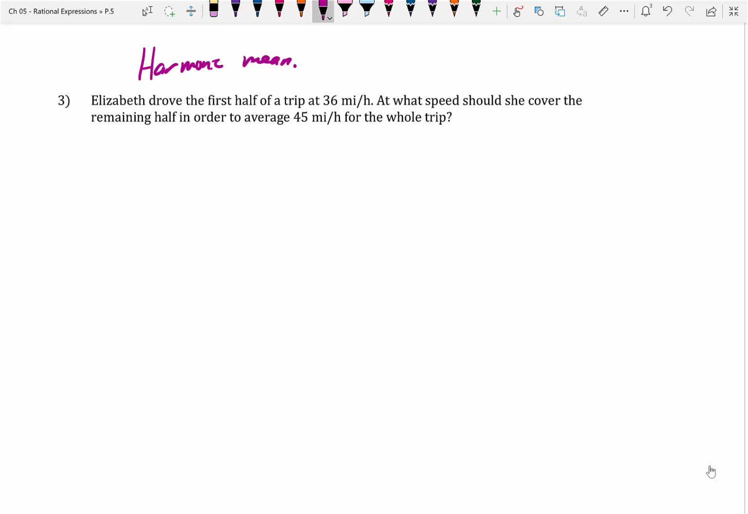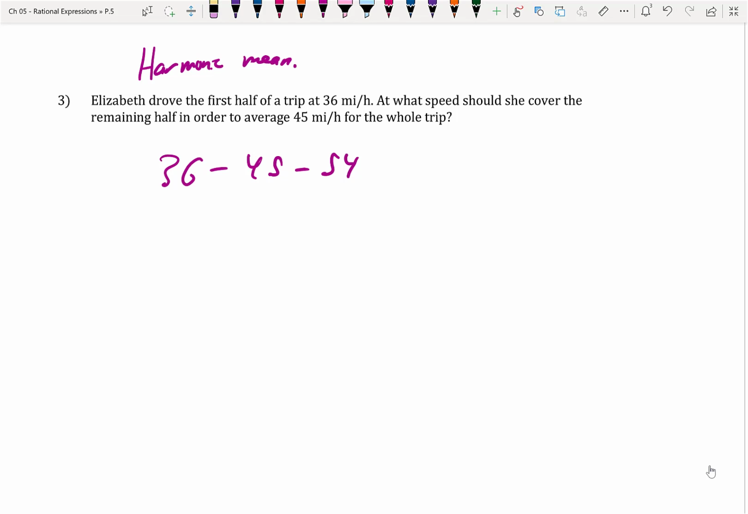So it says she drove the first half of a trip at 36 miles per hour. At what speed should she cover the remaining half in order to average 45? The answer to this is not 54. I know many of you are thinking that because you're like, well, let's make a progression of 36 to 45, 9 apart, so 54. That would mean 45 would be in the middle. Now, if I said you have a test grade of 36 and you need to average 45 on your next test, that would be fine. That would be simple.